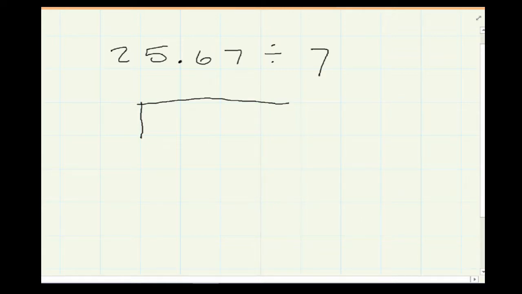How are you going to do this? We're going to write 25.67 divided by 7 as normal. Put the decimal point there to show. 7 does not go into 2, but 7 does go into 25. Mr. Saul likes putting the 20 there next to it. That's not a problem at all. 7, 14, 21. So that means it goes 3 times. The leftover amount is 4.